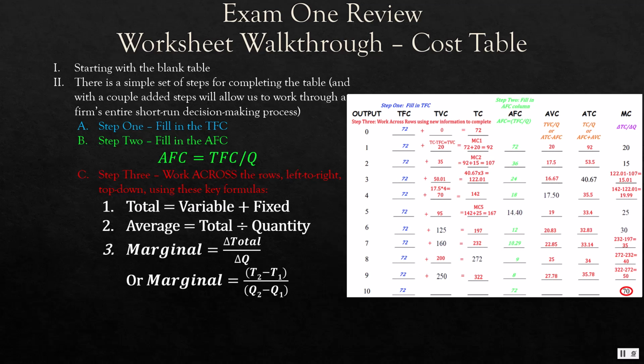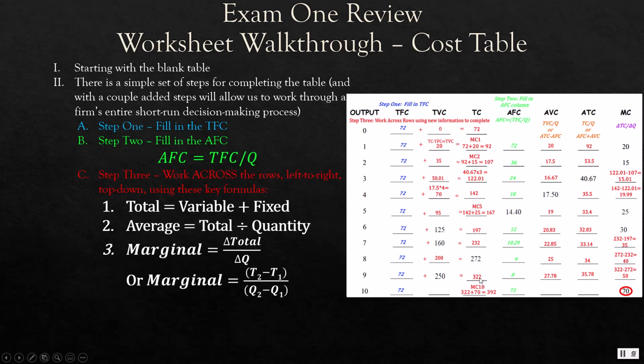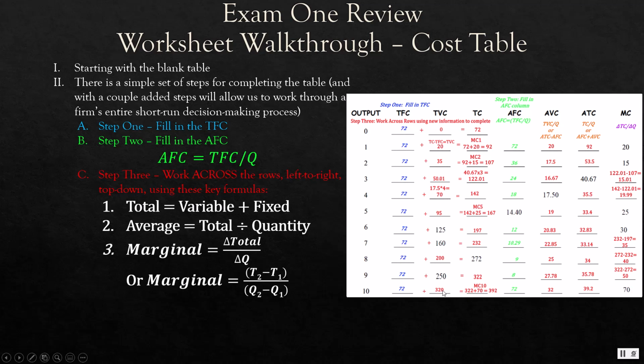Last one. The new piece of information is that the marginal cost of Unit 10 is $70. So I'm going to go back to the way I did the first one, and I'm going to add that $70 to the total cost of Unit 9, giving me a total cost for Unit 10 of $392. Subtract the $72 from the total fixed cost, and that leaves me with a total variable cost of $320. Divide that 320 by the 10 units and I get 32 average variable cost. Divide the total cost by the 10 units and I get an average total cost of 39.2.